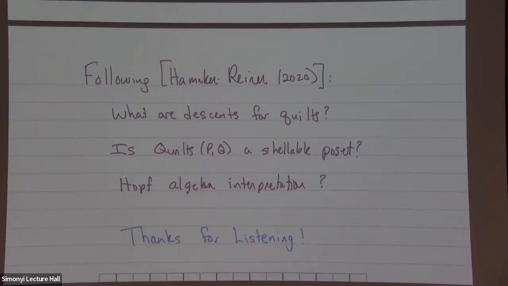I wanted to give a shout out to Zach Hamaker and Vic Reiner in this paper, that they were studying alternating sign matrices and have some analog of descents. So is there an idea for descents in quilts? Or, we have this lattice of quilts PQ, does it correspond to a shellable poset? And are there Hopf algebra interpretations, building on what you guys have done? Those were all interesting questions that I think follow nicely from this work.